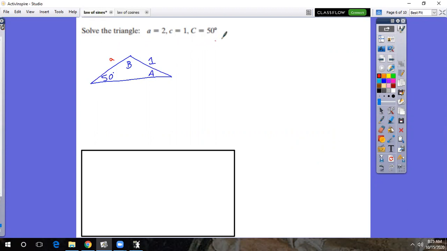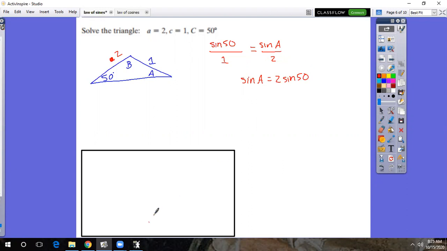So if we try to find side A, we can set up a law of sines that says sine of 50 over 1 equals, oh, sorry, side A is 2. I'm sorry. So angle A is what we're finding. So sine of 50 over 1 equals sine of A over 2. All right, so now let's try to solve this for sine of A. So I end up with an expression that says sine of A equals 2 times sine of 50.